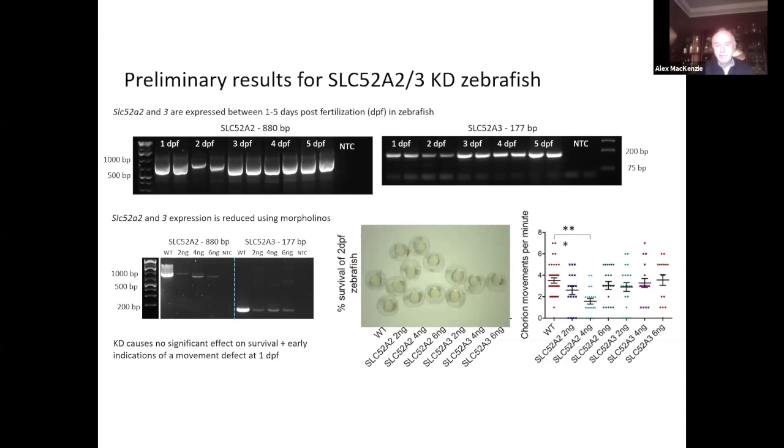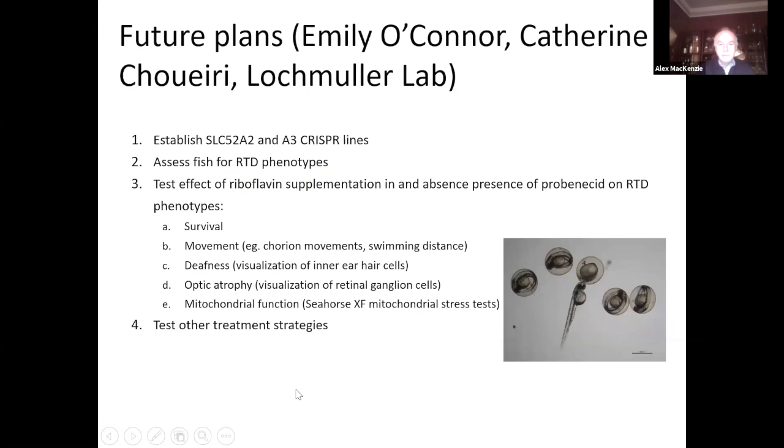This is just a picture, a video, which I don't have time for really. It's just showing the chorion moving there. You can see it trembling there. So that's exciting. And so basically Emily and Catherine in Hans's lab, your slides are so busy, it's the only place I can get your names in, guys, are going to establish CRISPR lines. They're going to look for phenotypes all fancy ways, and they're going to give them probenecid and see if they get better. So I think that's an exciting option.